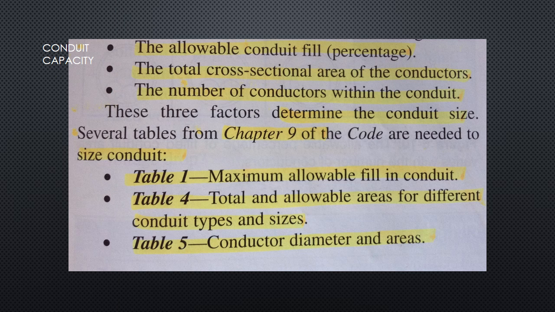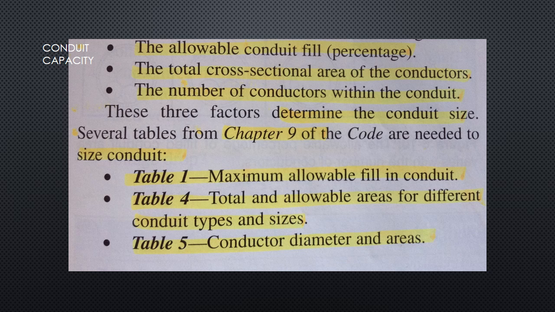Conduit capacity. Of the many methods of wiring used in commercial installations, conduit is used most frequently, either as the sole method or in conjunction with other systems. The required conduit size depends on the conductors to be routed. There are three factors involved when sizing conduit. The first is the allowable conduit fill or percentage. Second is the total cross-sectional area of the conductors. And the third is the number of conductors within the conduit. These three factors determine the conduit size.